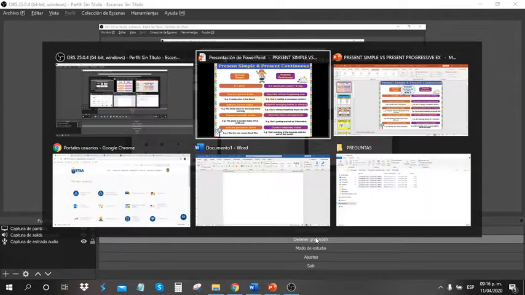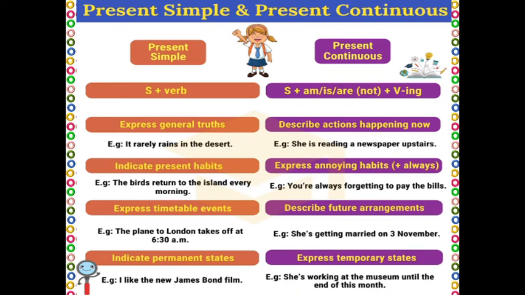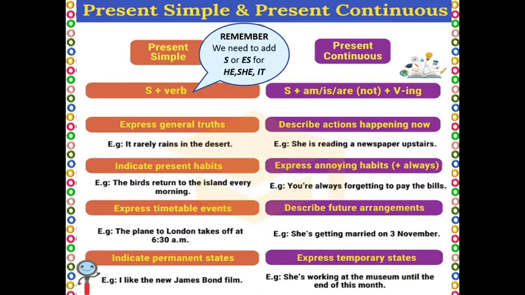Today's topic is about present simple versus present continuous. Remember, you can say present continuous and also you can say present progressive, and it's the same. Okay, let's go and see the present simple. We have the subject plus the verb. Remember, we need to add s or es for he, she, and it.